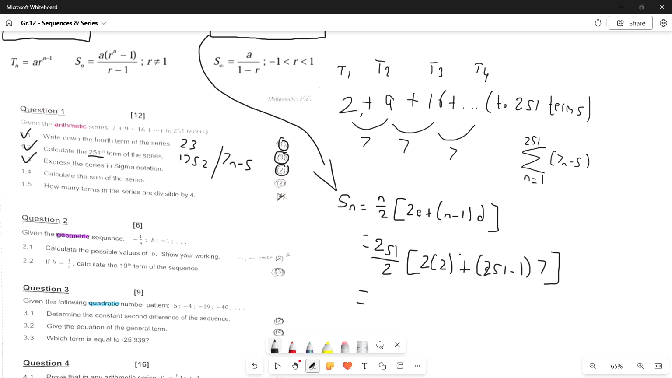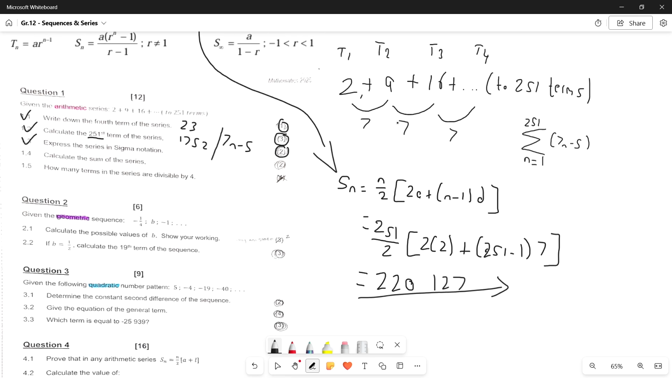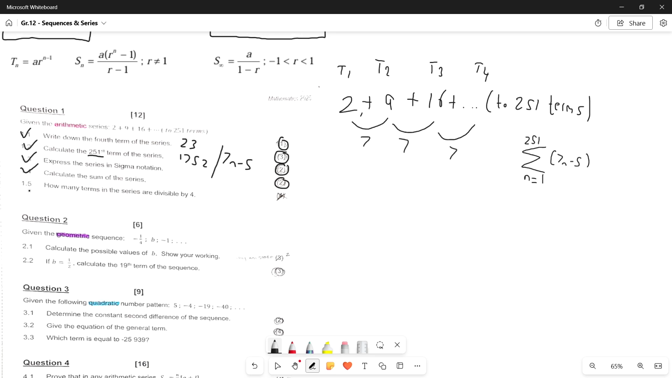It means we can just go ahead and plug this in our calculator and solve for it. And our final answer is 220127, which represents all the numbers in the sequence added up, and that is the final answer for the sum of this series. So we just earned 2 marks over there. And then from there, 1.5, how many terms in the series are divisible by 4 for 4 marks over here?